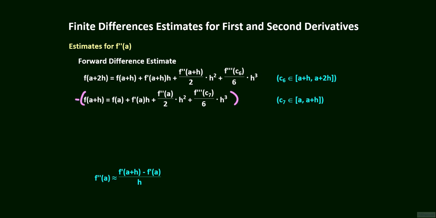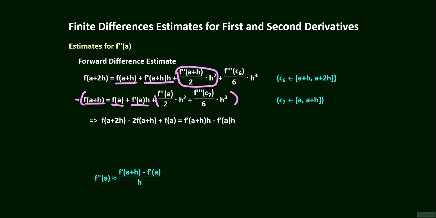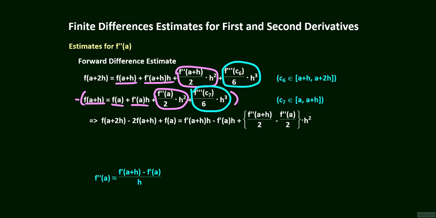We subtract f of a plus h from f of a plus 2h. On the left side, we put f of a plus 2h minus 2 f of a plus h plus f of a. On the right side are f prime of a plus h times h minus f prime of a times h plus the difference between the order h squared terms plus the difference between the error terms, which are of order h cubed. We divide everything by h squared.